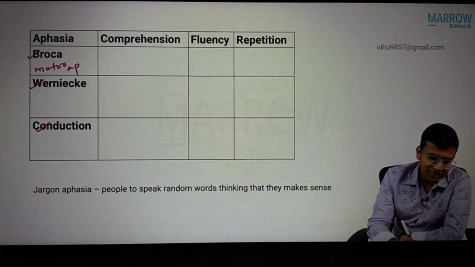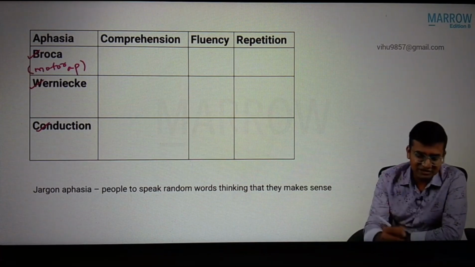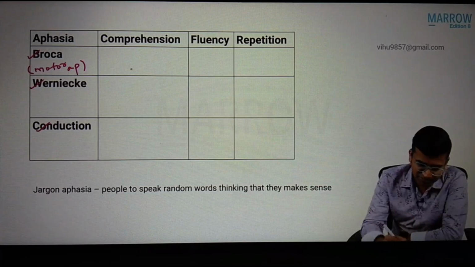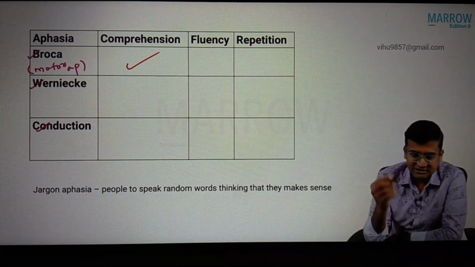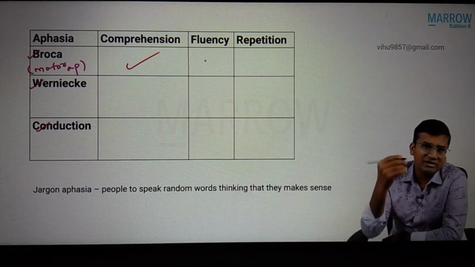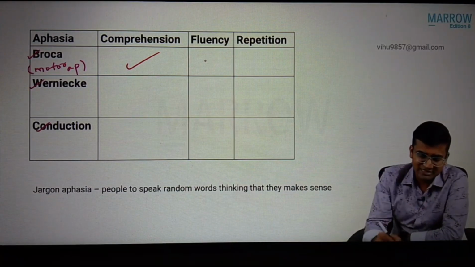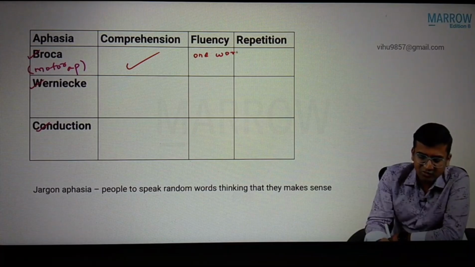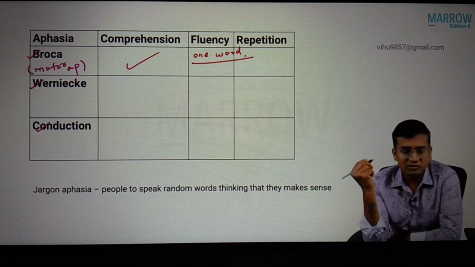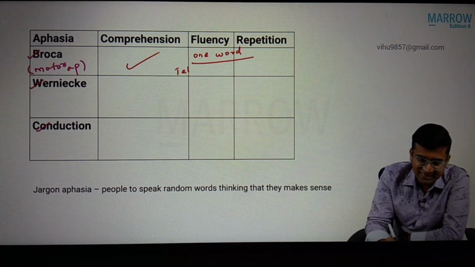Now, Broca's aphasia, it is the motor aphasia. The comprehension is good. The patient will know, the patient understands your questions. Fluency, again, he tries to give a reply, but he is not able to maintain the fluency. So he gives a one-word answer. He will give a one-word reply. Okay, his speech is like telegraphic speech.